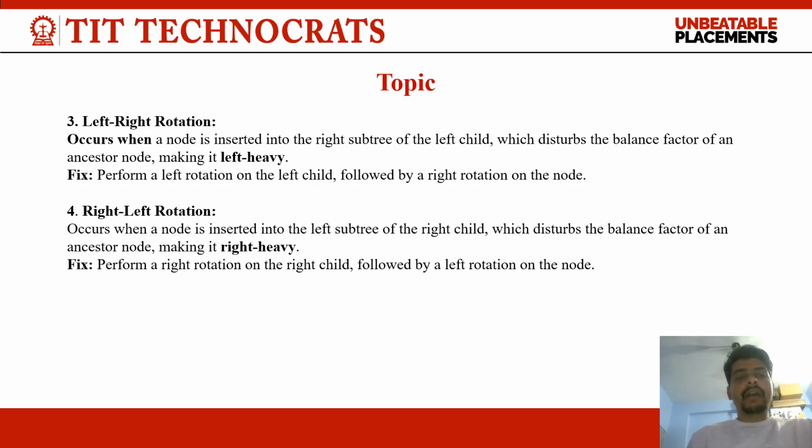Now the left right rotation occurs when a node is inserted into the right subtree of the left child, which disturbs the balance factor of an ancestor node, making it left heavy. How do we fix this problem? Perform a left rotation on the left child followed by a right rotation on the node. Now the right left rotation occurs when a node is inserted into the left subtree of the right child, which disturbs the balance factor of an ancestor node, making it right heavy. How do we fix the problem? Perform a right rotation on the right child followed by a left rotation on the node.